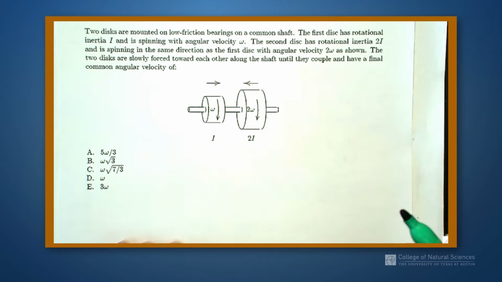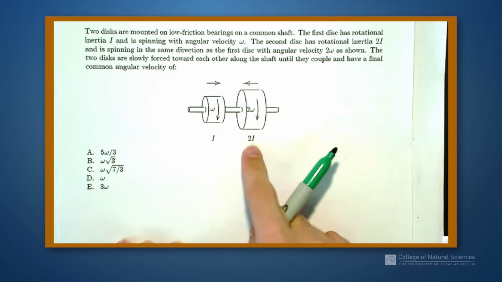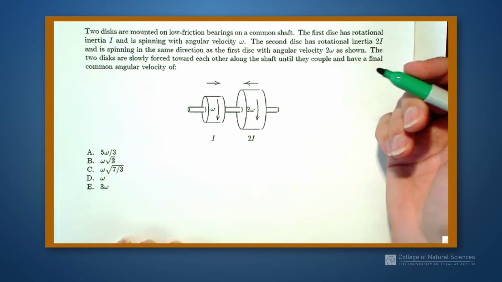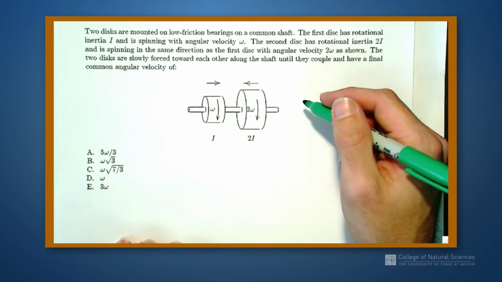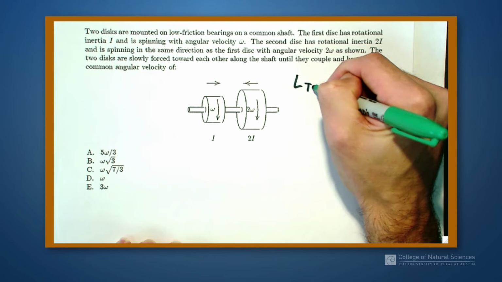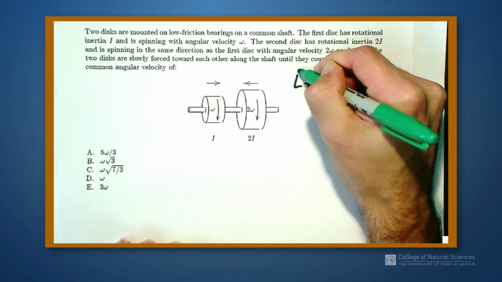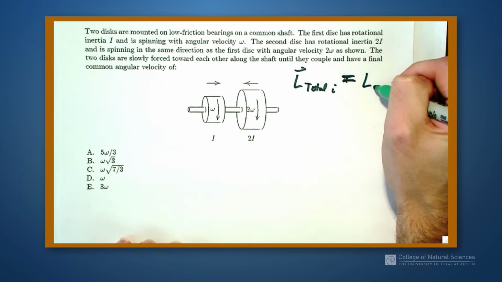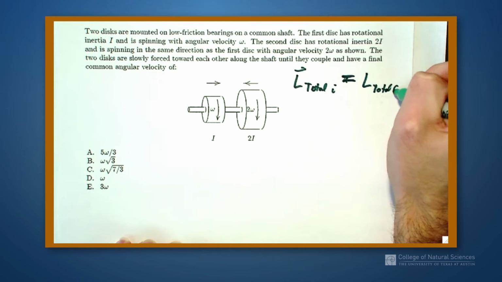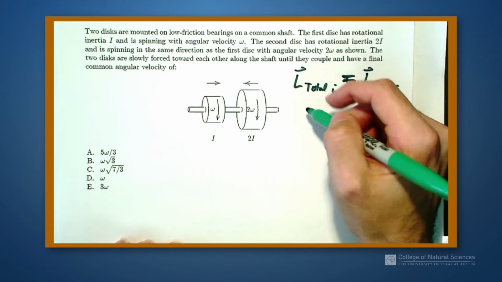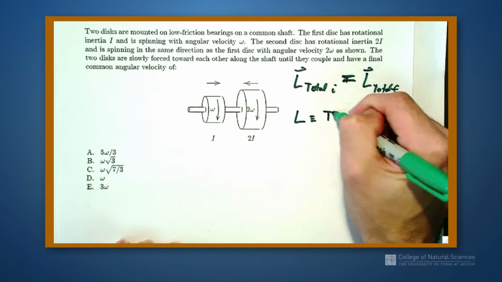Well, this looks like a very good use. This looks like a collision. It's a rotating collision, but it's a collision nonetheless. And when we deal with collisions, we want to deal with momentum, and specifically angular momentum. So our total initial angular momentum is going to be equal to our total final angular momentum. And we know that angular momentum is defined as I omega.